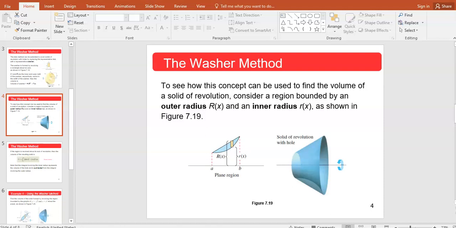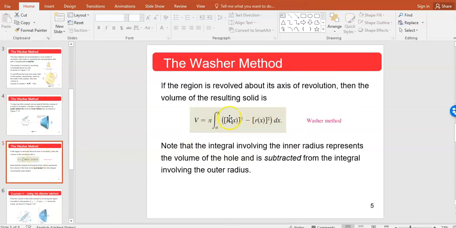Okay, so this is part 2 of 7.2, the washer method. We're still going to do the disk method. The difference is that there's a hole, literally a hole in the middle of our figure. So what are we going to do? Washer method: we take the bigger radius minus the smaller radius. Pretty much we're subtracting the hole, taking away what we don't need. It's kind of like creating a bowl.